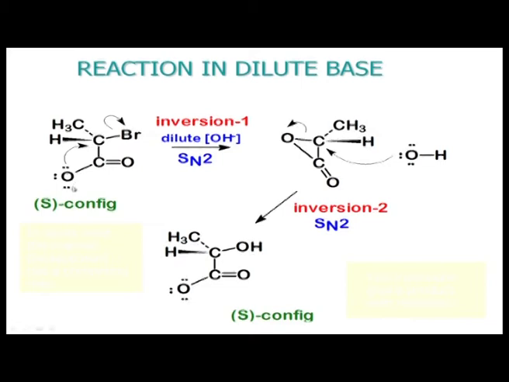Okay. 2-bromo propionate, we have seen that in dilute sodium hydroxide the carboxylate is formed and the OH minus being less in number. So, before the OH minus attacks this carbon from the back side, it is the carboxylate which attacks from the back side and the Br leaves. So, that is one inversion, and then the OH minus comes and opens up the alpha lactone.